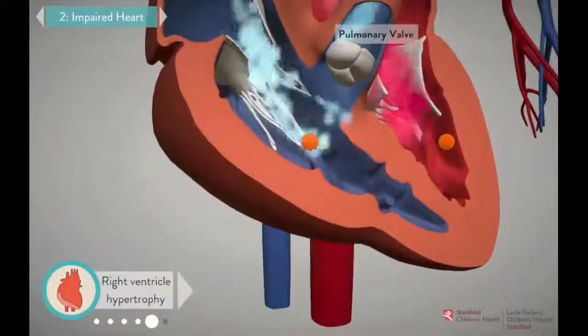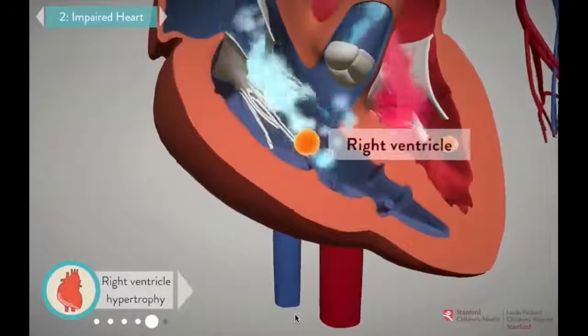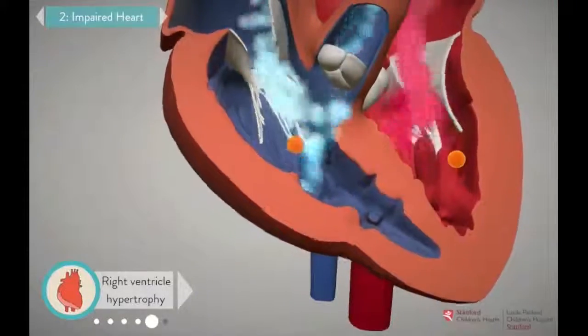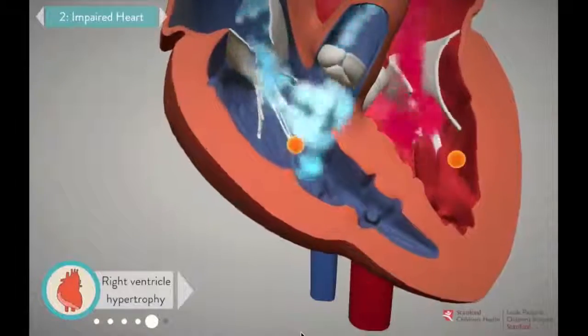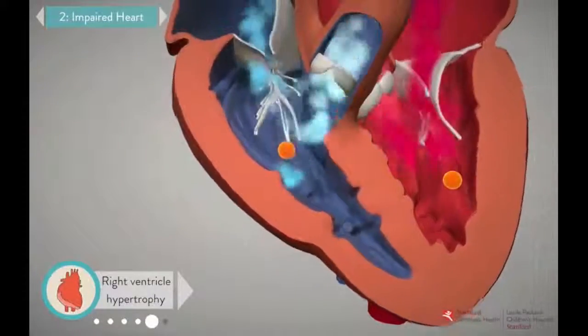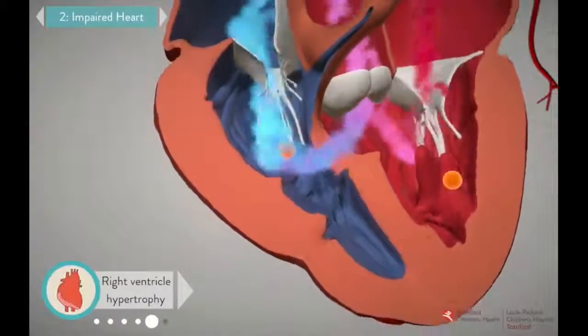With the pulmonary valve blocked, the right ventricle has to work extra hard to pump oxygen-poor blood the long way, through the VSD and into the aorta. The extra work causes the muscle in the right ventricle to become enlarged, or hypertrophied.